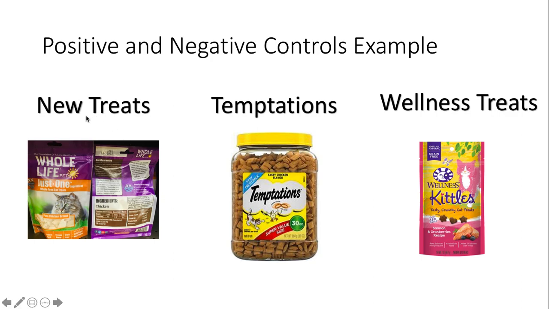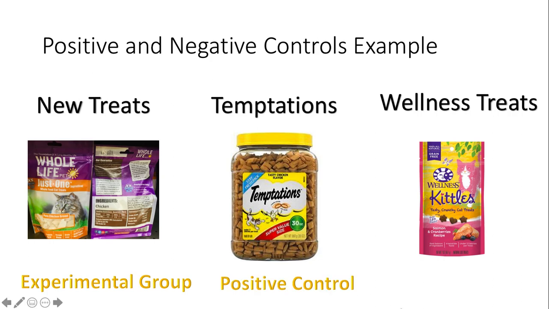So new treats, this is our experimental group, because we don't know whether it's going to be a good reaction from ravioli or a bad one, right? Temptations, though, that's our positive control. We know we get the reaction out of ravioli that we want, which is for her to eat that stuff. Wellness treats, we know, serve as our negative control. This is negative ravioli. She doesn't want to eat the food. She's still hungry, and it's your fault.